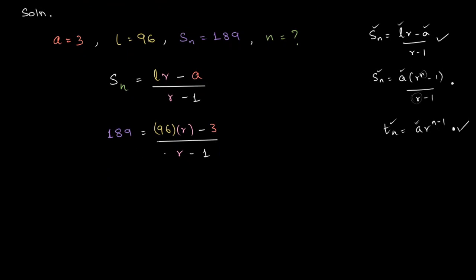Basically, let's take the denominator from the left hand side to the right hand side, sorry, from the right hand side to the left hand side. So that will give me 189 r minus, and we want to find the value of r, right? So 189 r minus 189. On this side I get 96 r minus 3.